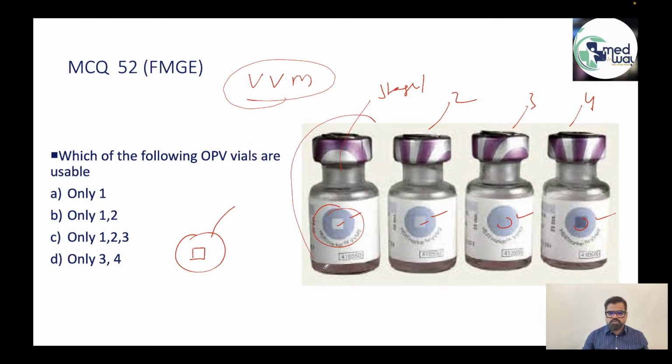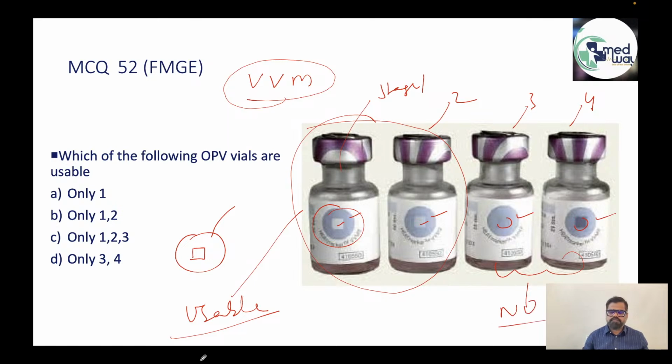We use these 2 as usable. We use these as non-usable, right? So which of the following VVM vials are usable? Only 1 and 2, this and this. You cannot use this and this, right?